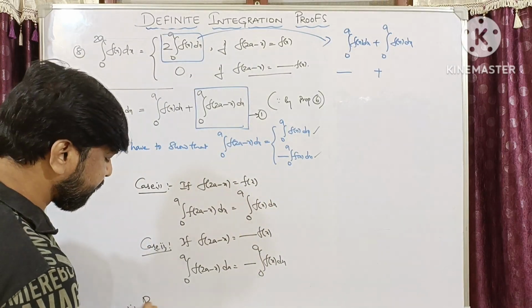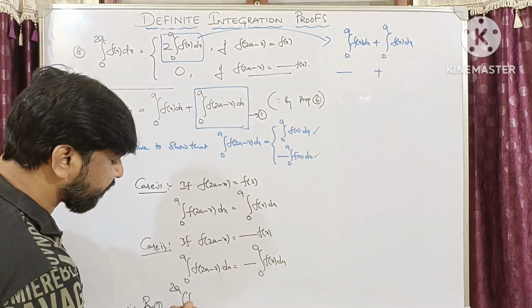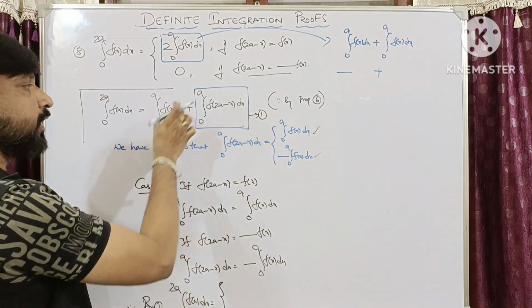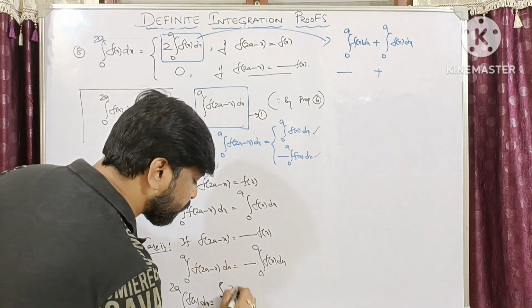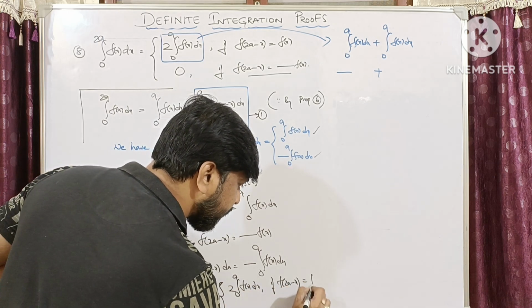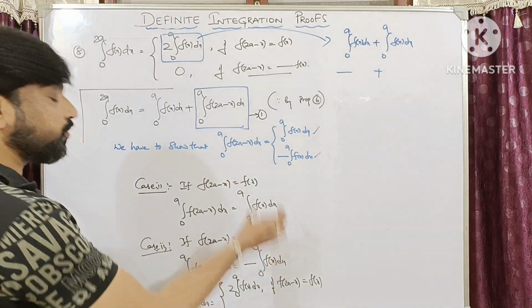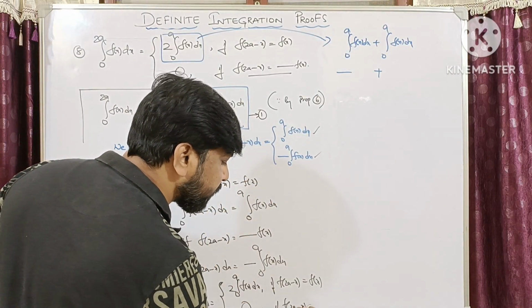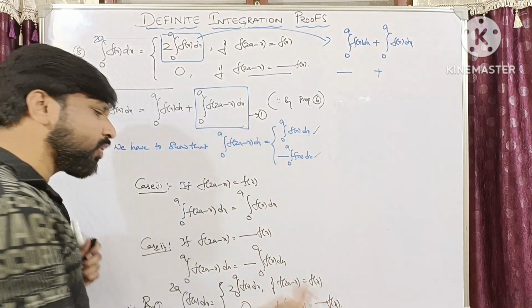So therefore, by 1, what can we write? Integral 0 to 2a f of x dx can be written as, if you replace this box with this, integral 0 to a f of x plus integral 0 to a f of x. So how many times? 2 times integral 0 to a f of x dx, if f of 2a minus x is equal to f of x. Now, if you substitute this quantity as this, you are getting 0 if f of 2a minus x is equal to minus f of x. That's all the proof, friends.